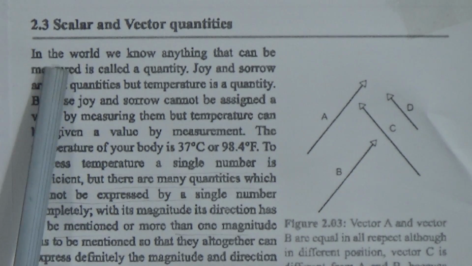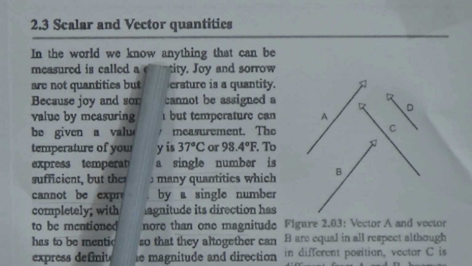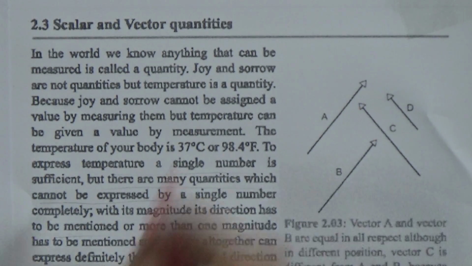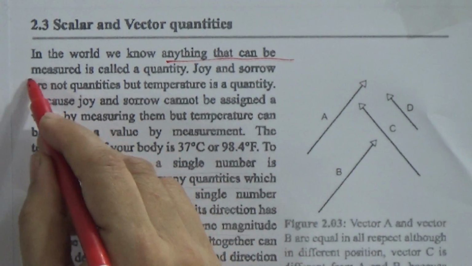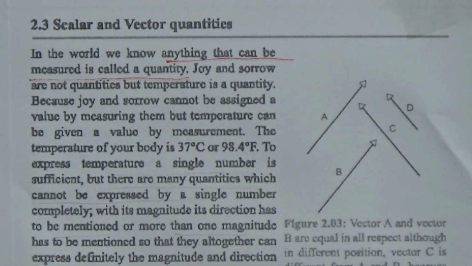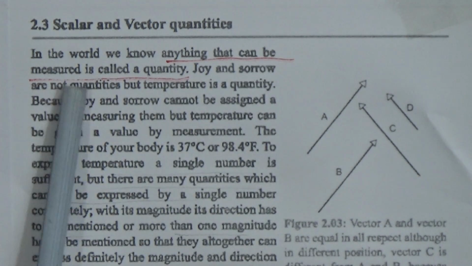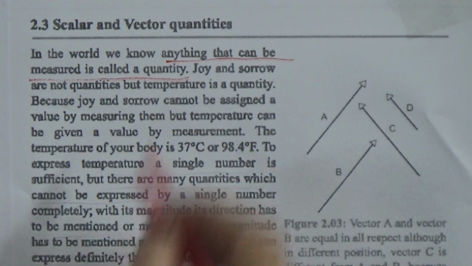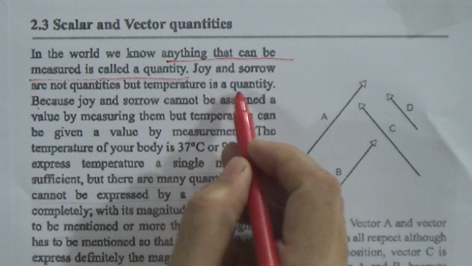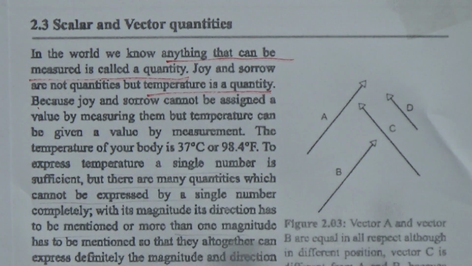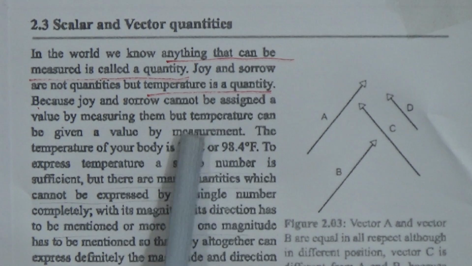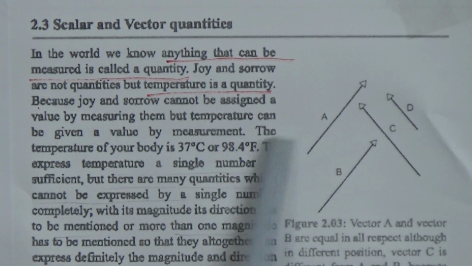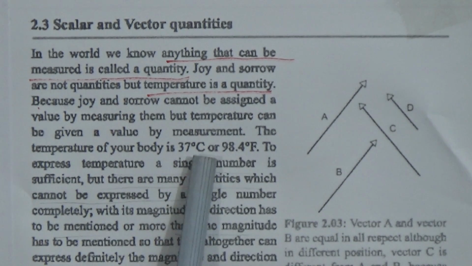Let us read. In the world, anything that can be measured is called a quantity. This is the definition of quantity. We have already learned this in our previous chapter. Okay, what is quantity? Anything that can be measured is called a quantity. Temperature is a quantity, because to measure the temperature it can be given a value by measurement.